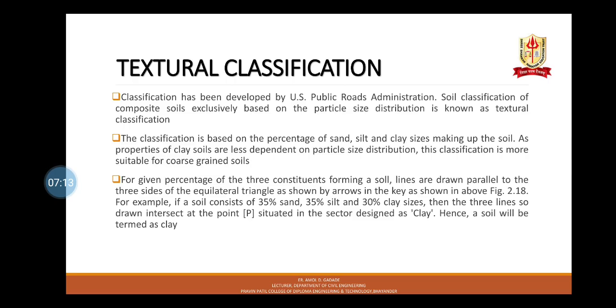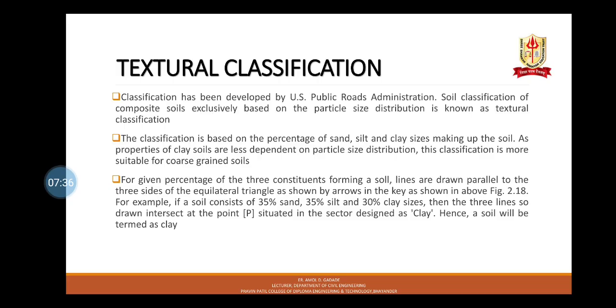Next one is textural classification. This classification has been developed by the US Public Roads Administration. Soil classification of composite soils exclusively based on the particle size distribution is known as textural classification. The classification is based on the percentage of sand, silt and clay size making up the soils.